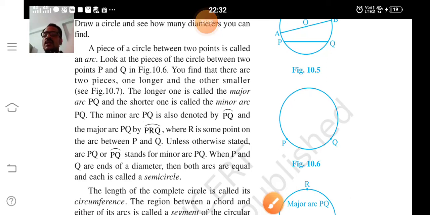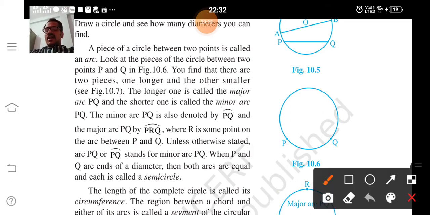Good morning, students. We have started the chapter, Circles, chapter number 10. So now let us revise all the topics that we have studied in the last lecture.